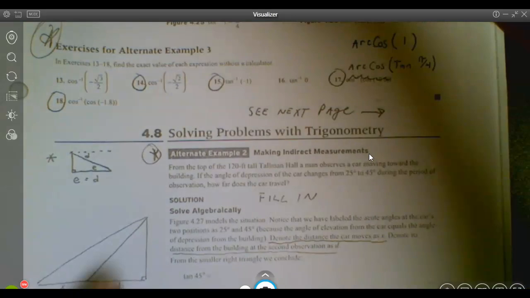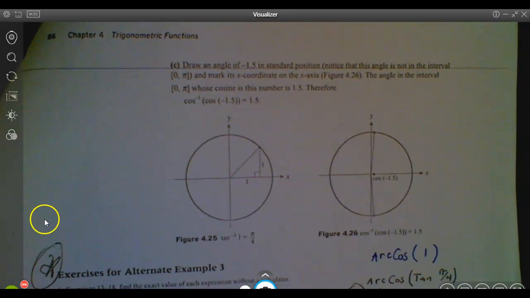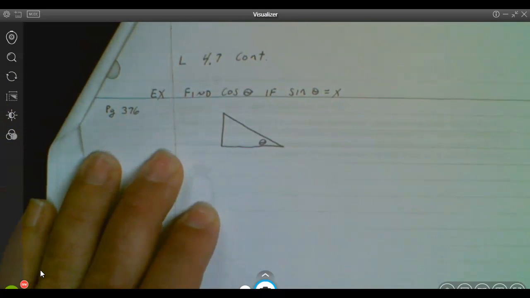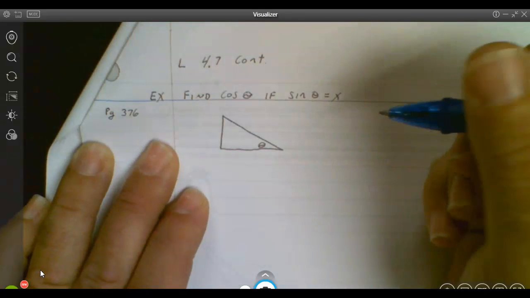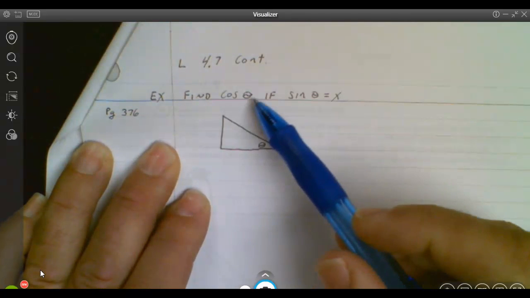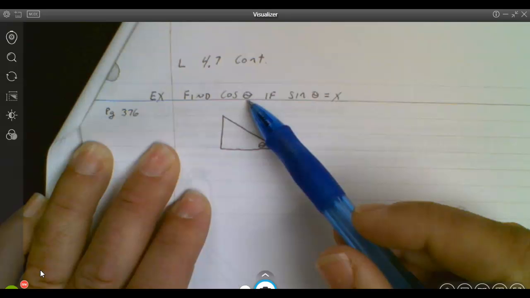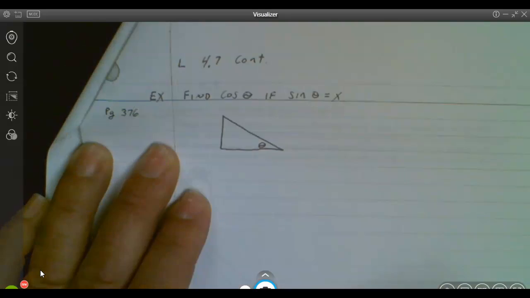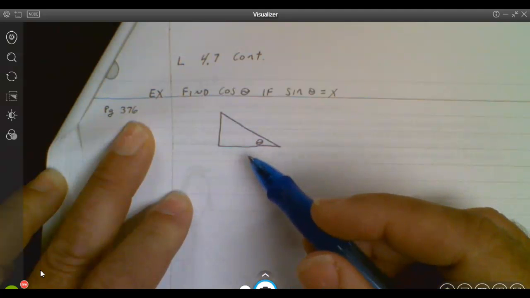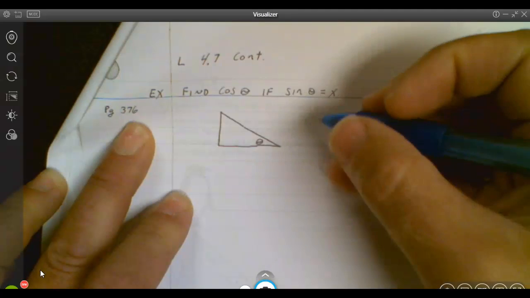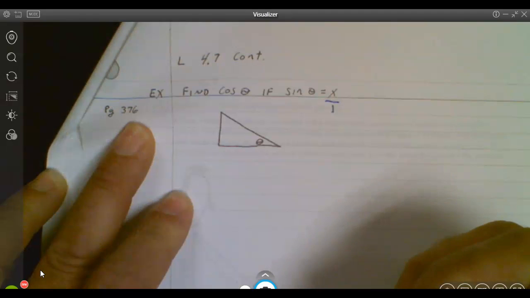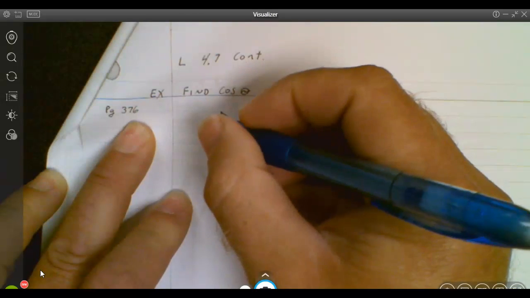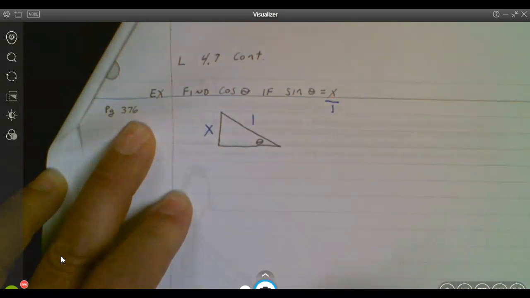So let me show you one last thing. All right, so last one on these. I just felt like you needed to see this for a homework problem today. So in this case, they're telling me what is the cosine of theta, what is the cosine of the angle if the sine of the angle is x. So if you think of our basic triangle like this, we're saying we know the sine ratio is x over 1. So if I did opposite over hypotenuse, I'm seeing this relationship right there.